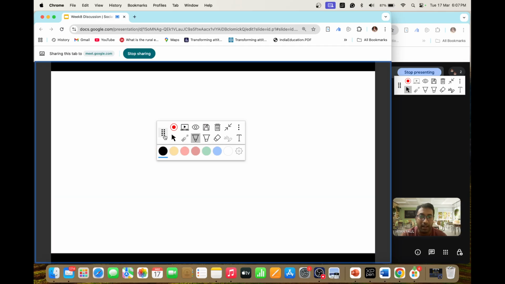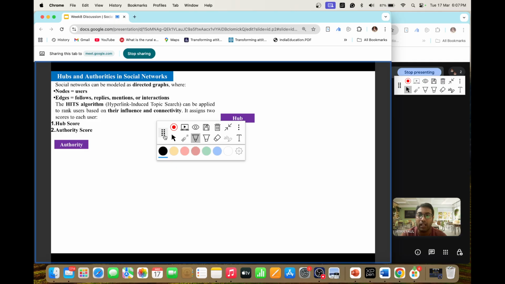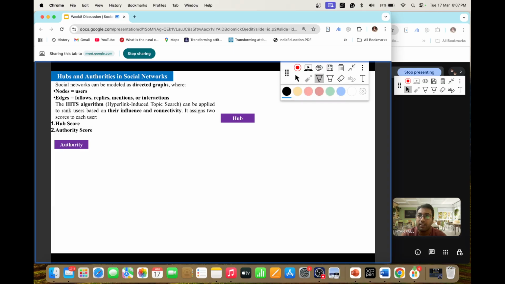Okay, so let's start. Today we will be talking about hubs and authorities. So what are hubs and authorities? Social networks can be modeled as a directed graph. We have seen directed graphs in the case of the web graph, citation graph, etc. Even social media graphs like Twitter and Facebook are directed graphs. That means you may follow someone, but that does not imply that person will also follow you.